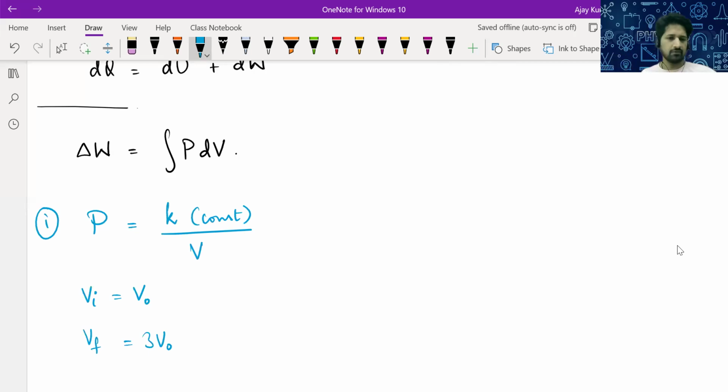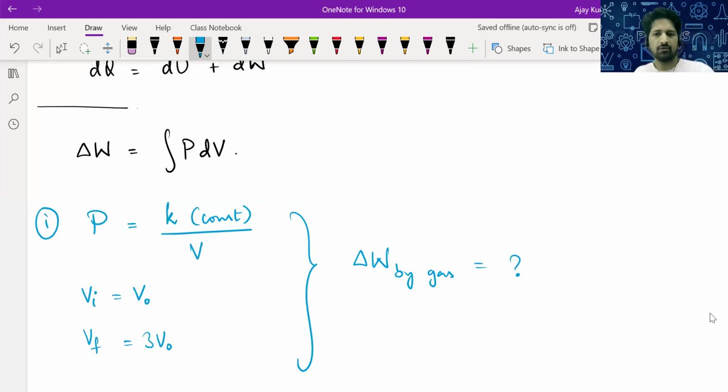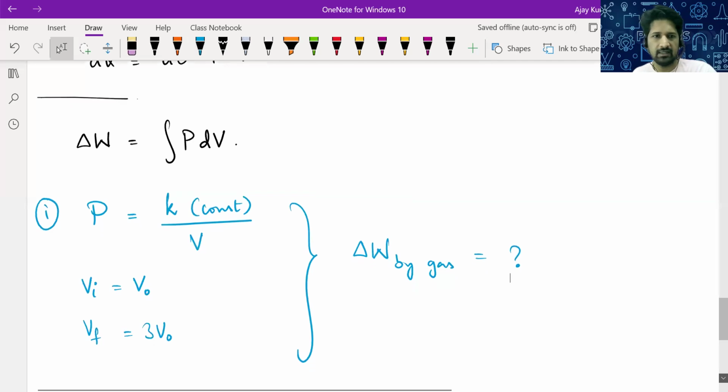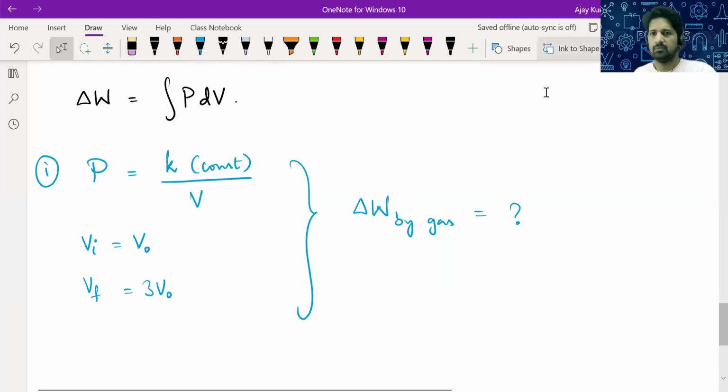So you know how pressure varies with volume. So you know the pressure volume equation and you know the limits of volume also, from which volume to which volume it is changing. I want you to calculate how much is the work done by the gas. Okay, you have the formula right here. All you have to do is substitute the pressure equation there and integrate properly and then substitute limits. Do this, all of you, calculate work done by the gas in this process.